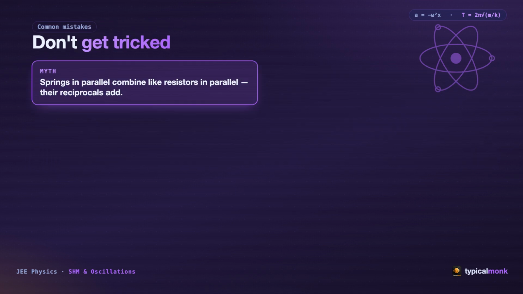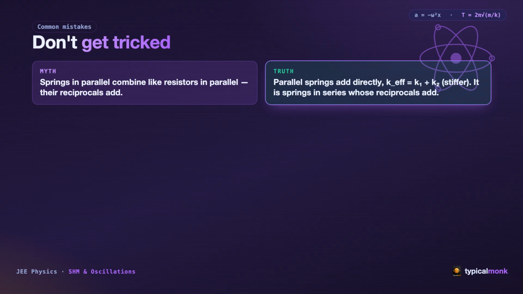Now the 2 mistakes that quietly cost marks. The myth: springs in parallel combine like resistors in parallel, with their reciprocals adding. The truth: parallel springs add directly. The effective k is k1 plus k2, which is stiffer. It is springs in series whose reciprocals add. Springs are the opposite of resistors here.